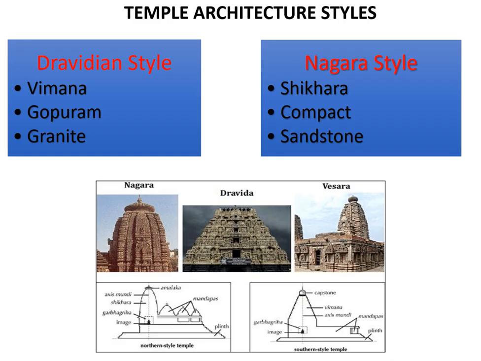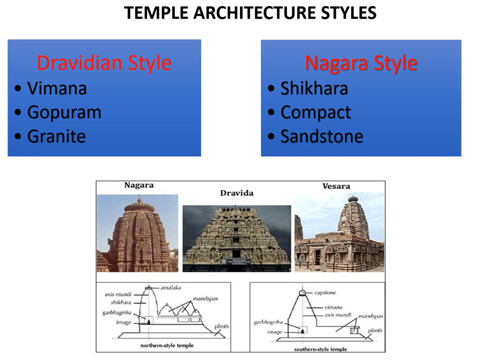Now let us see the temple architecture. Temple architecture represents a combination of religious beliefs, artistic excellence, engineering skills, and scientific planning. The two major architectural styles are the Dravidian style, that is the South Indian style, and the Nagara style, that is called the North Indian style.